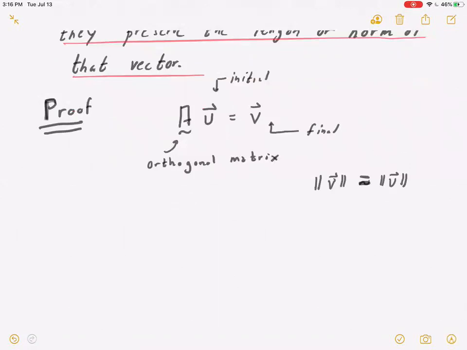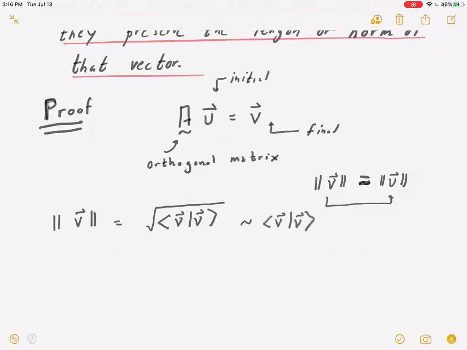So I need to prove that the norm of this final vector v is the same as the norm of this initial vector u. So how am I going to do that? Well, let me just use all the ideas that I've talked about so far. The norm of v is just going to be the inner product of v with itself, and I'll take the square root of that. I know exactly what this is.